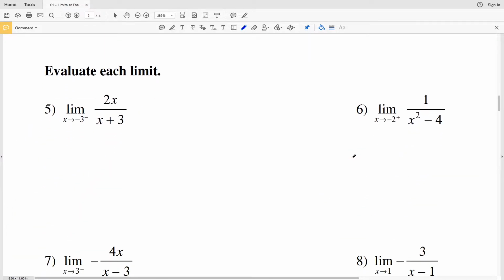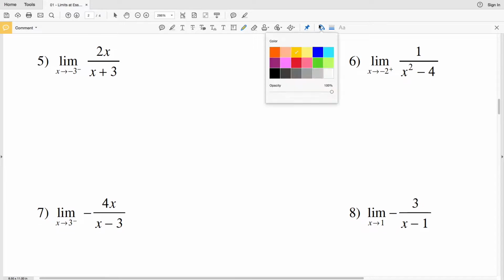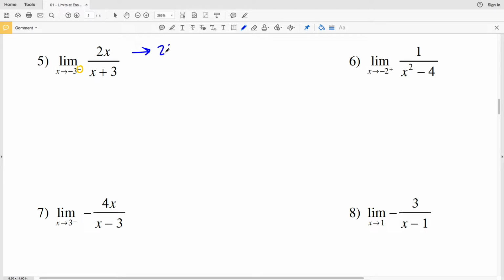On the second page, we're still evaluating each limit, however, this time we're doing it without the graph. But remember the trick I taught you in that previous section. For number 5, we have the limit of 2x over x plus 3 as x approaches -3 from the left. So as x is approaching -3, our numerator is approaching 2 times -3, which is -6. However, our denominator is approaching 0. And now we just need to figure out whether those are positive numbers or negative numbers.